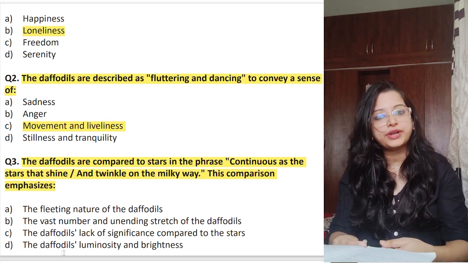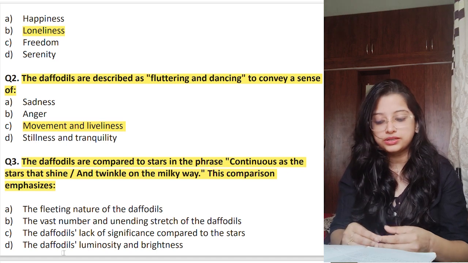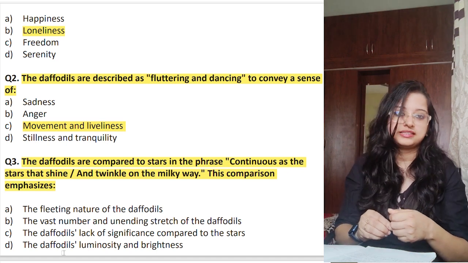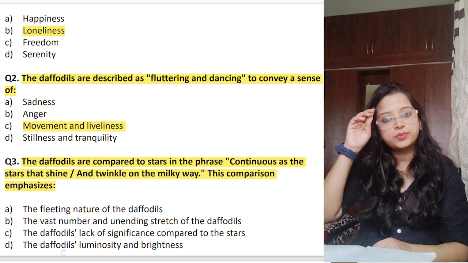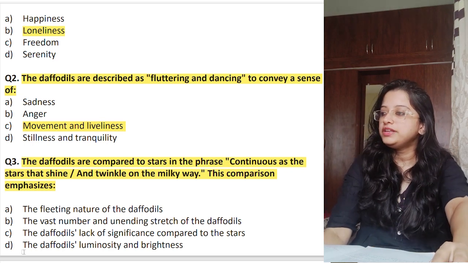Tossing their heads in sprightly dance. Sprightly means full of energy. Okay, so they were tossing their heads in a lot of happiness. So this is also personification. So now you tell me, fleeting is cancelled.